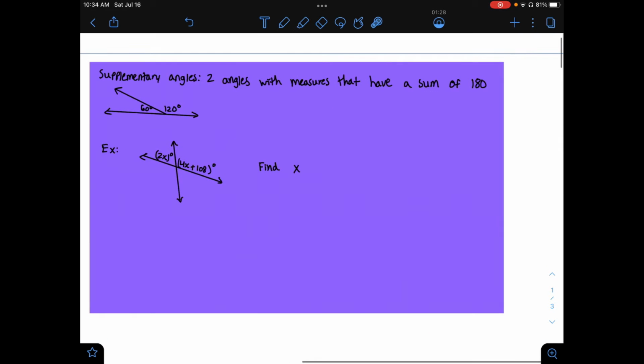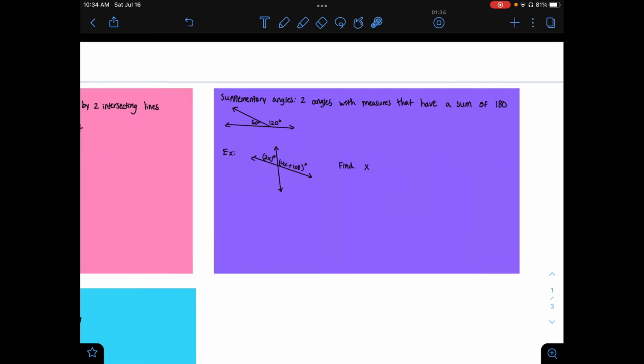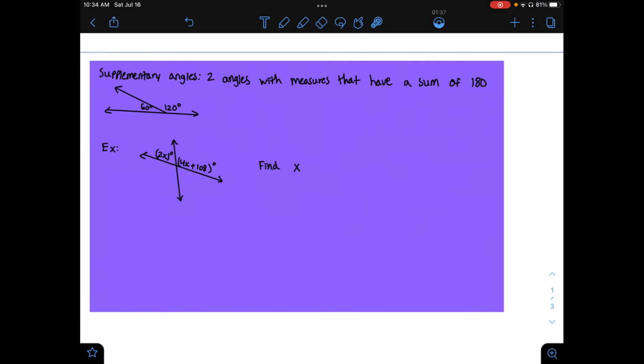We're going to move on now to supplementary angles, which are two angles with measures that have a sum of 180. Complementary angles, we're not really going to cover, but those are two angles that have a sum of 90 degrees. So just remember, complementary means 90 and supplementary means 180.